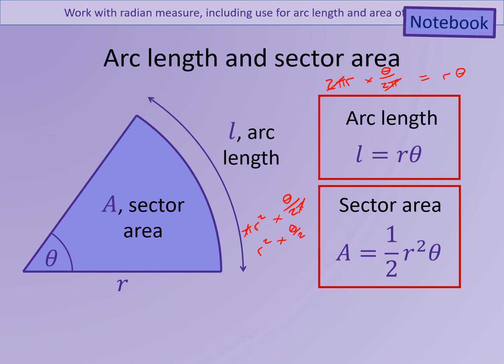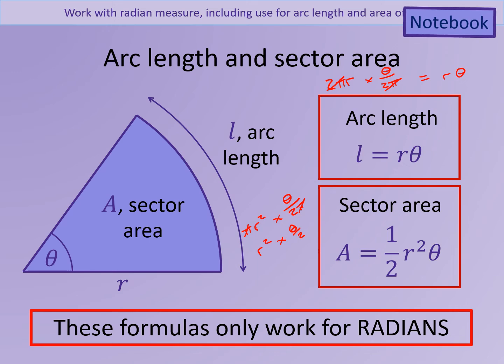So because we have used the fact that the full turn is 2 pi radians, these formulas only work if theta is given in radians. If you're given theta in degrees, you can always convert to radians first before you use these formulas.